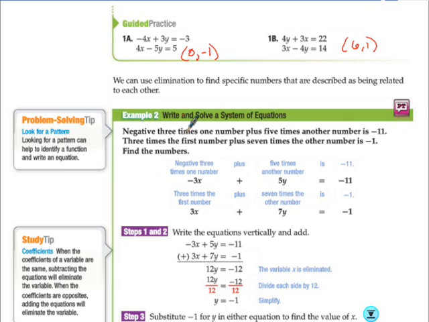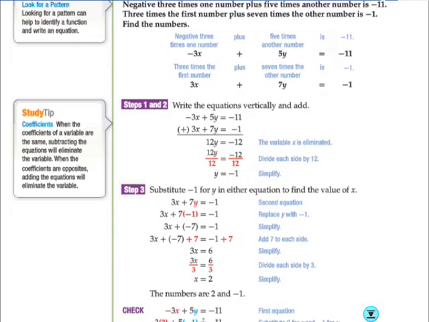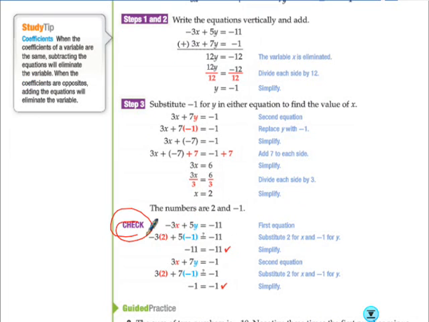Example 2 shows us how to write and solve a system of equations given a word problem. We have negative 3 times one number plus 5 times another. This is just translating. We've been doing this all year. It's translating a word problem into two different equations, and then we're going to use elimination to solve. You can always check your answers by plugging 2 and negative 1 back in, and we should get two true statements like the book did right here.